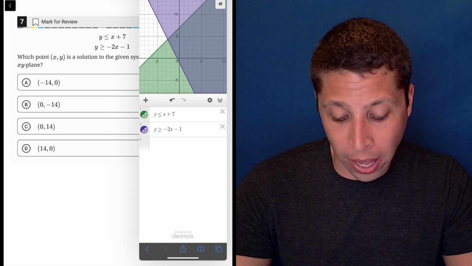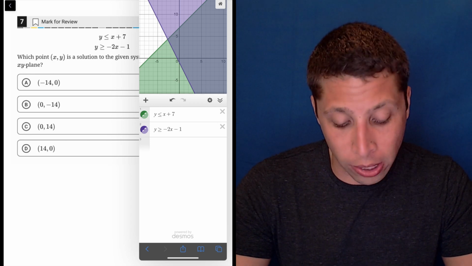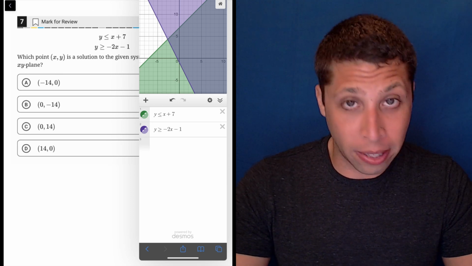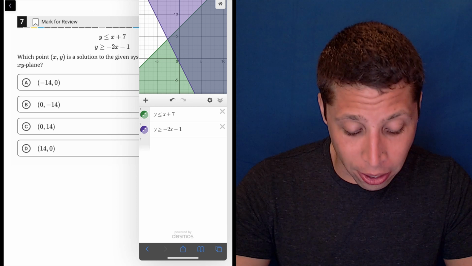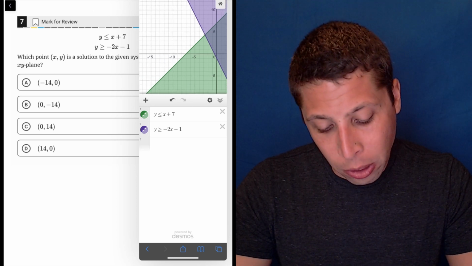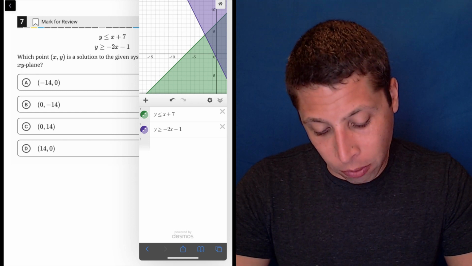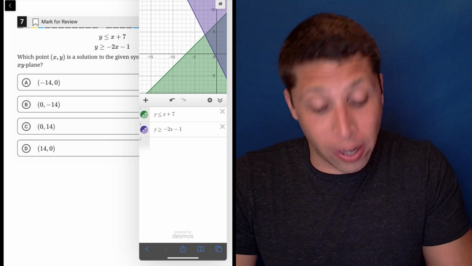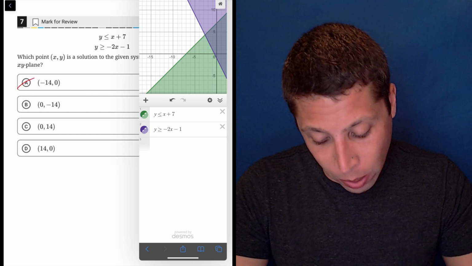So what we're looking for then, because these are such predictable points, is which one is going to fall in that zone. Well, let's just go down the list. Negative 14, 0. Hopefully you don't confuse x and y here. Negative 14, 0 is going to be all the way over here, all the way to the left. Negative 14 is the x coordinate, so that's over here. So that's not going to work, right? That's all white. That's not a solution. That's outside of the solution of both equations.